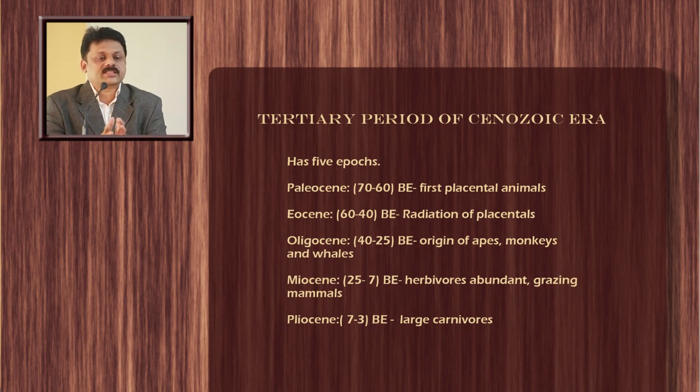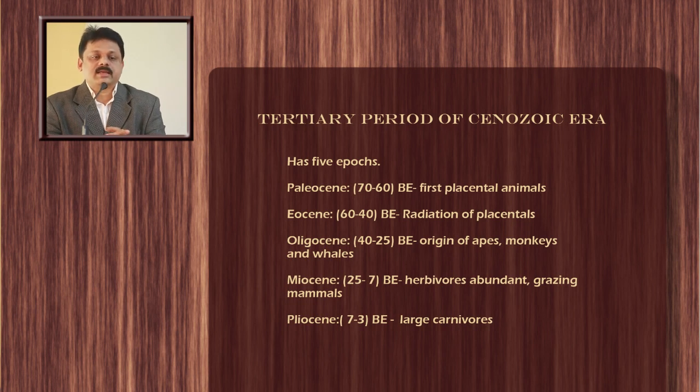The first epoch is called the Paleocene epoch, which has a duration between 70 to 60 million years before present, and the major biological event that took place during the Paleocene epoch of the Tertiary period of the Cenozoic era was that it saw the first placental animals. The placental animals are the ones that give birth to live young. So placental animals started appearing between 70 to 60 million years before present during the Paleocene epoch.